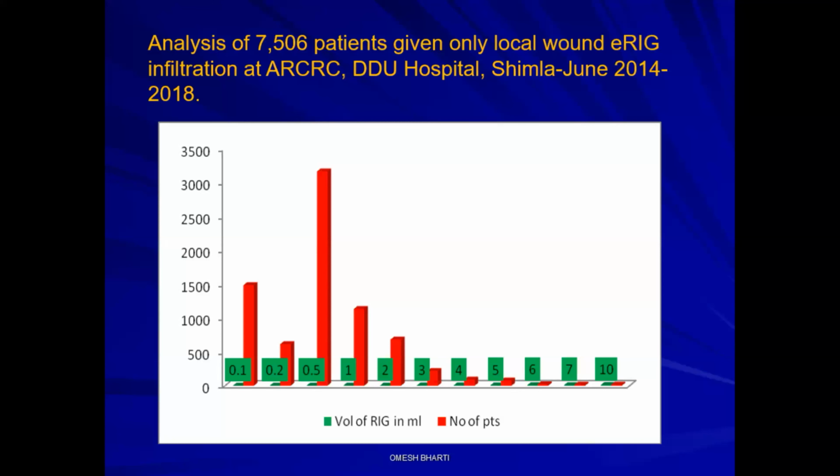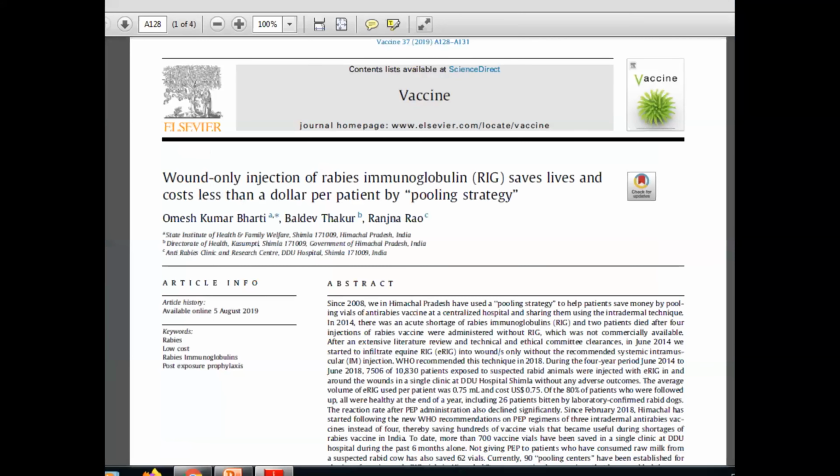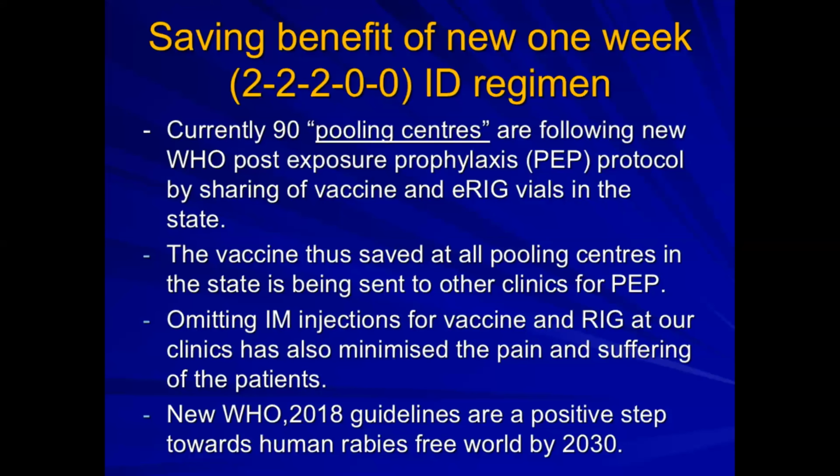So this is the publication: Wound-only injection of rabies immunoglobulin saves lives and costs less than $1 per patient in Himachal Pradesh. Next. So currently 90 pooling centers are there where we are giving vaccine as well as immunoglobulins to the patients in Himachal Pradesh.